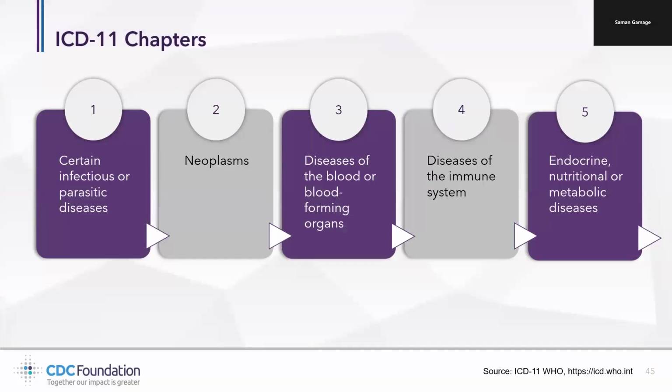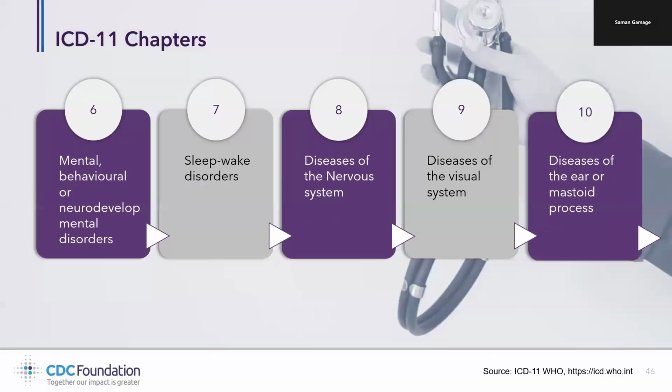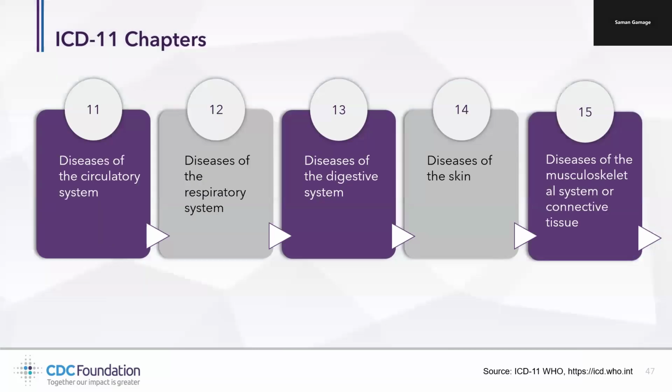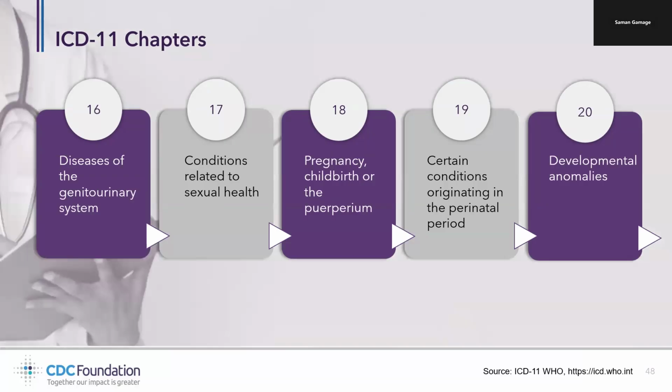Here are the chapters: chapter 1, 2, 3, 4, 5. Chapter 4 is a new addition, diseases of the immune system. There was no such chapter in ICD-10. Then we have chapters 6 and 7. Chapter 7 is a new addition, sleep-wake disorders. Then chapters 11, 12, 13, 14, and 15, similar to ICD-10. And then we have chapter 17, conditions related to sexual health, which is also a new addition.